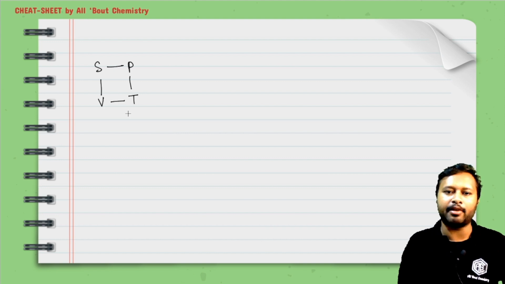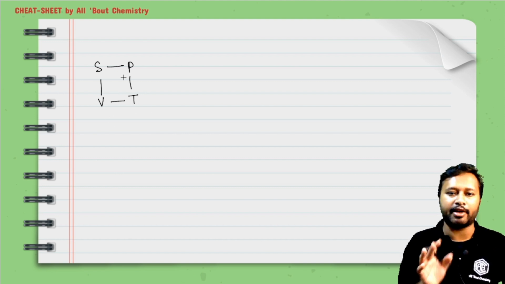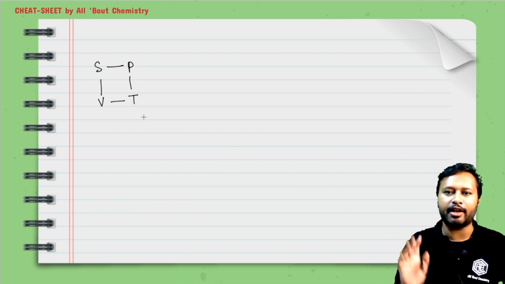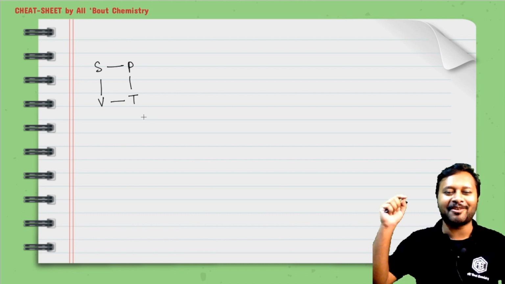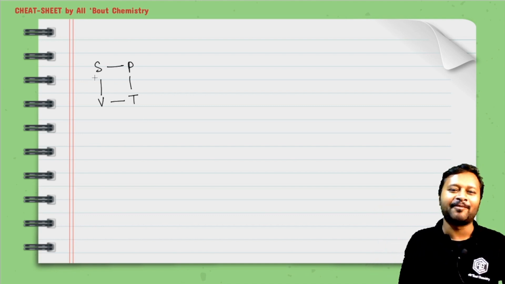Now how to remember it? It is pretty easy. You have to remember one phrase: Satya Prakash very talented. If there is anyone whose name is Satya Prakash, please let me know in the comment section. S for Satya, P for Prakash, V for very and T for talented.